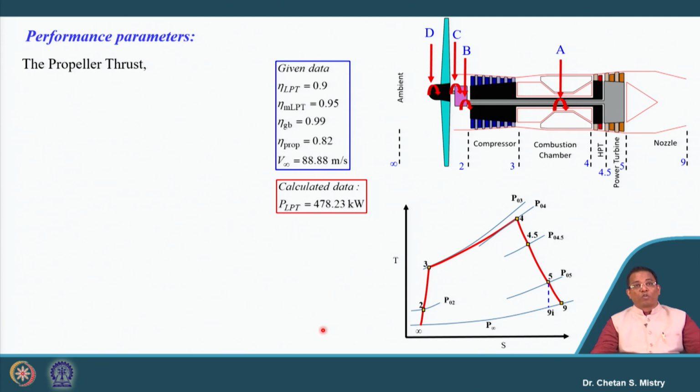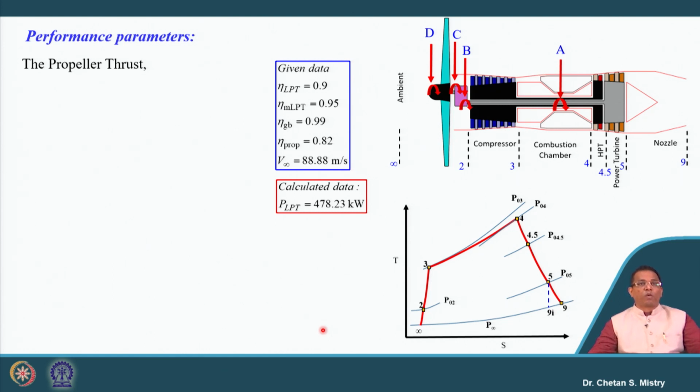So let's recall what all are the performance parameters from the turboprop engine. We are interested in thrust, both the propeller thrust as well as core thrust if it is there. We are interested in thrust specific fuel consumption or equivalent specific fuel consumption based on power. We are interested in calculating what will be the thermal efficiency, what will be our say propulsive efficiency, and what will be our overall efficiency.